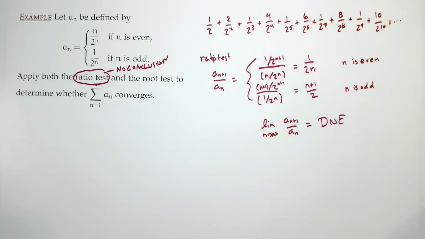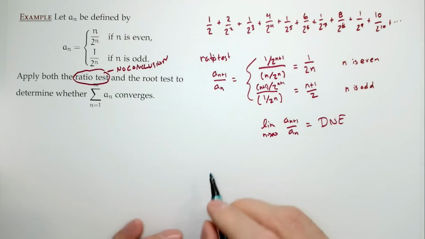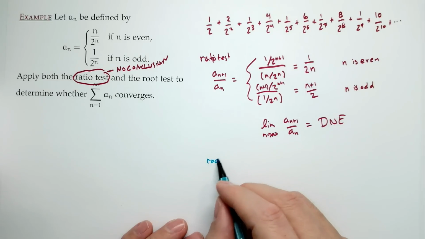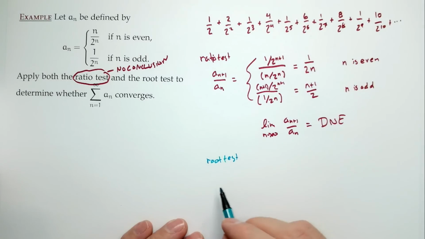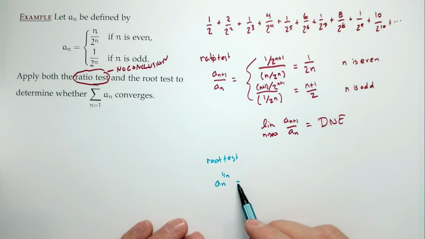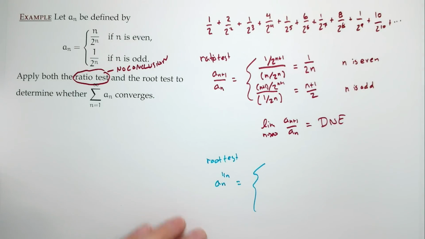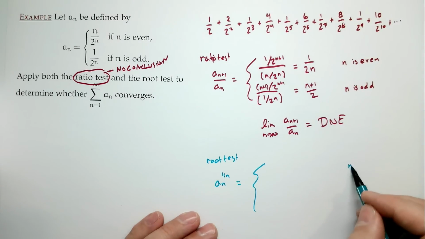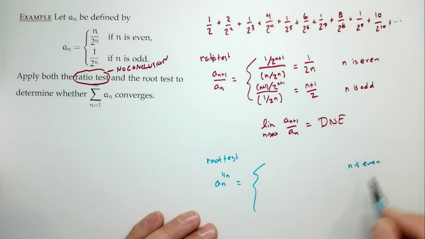Let's flip, because we said apply both. So, what's the other test? The other test is the root test. So, that's going to be a_n to the 1 over n. So again, let's be careful. We're going to do two cases. n is even, n is odd.